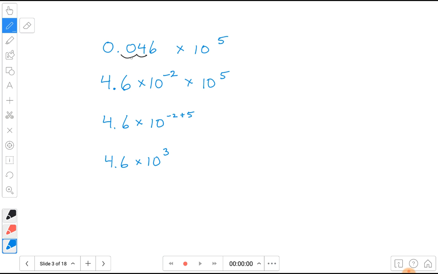So first we take this and turn it into scientific notation. Then we multiply it by this value. When we do that, they have the same base, so we can work out the exponent, and here we have 4.6 times 10 to the power of 3. And this is obviously a much nicer way to look at the value than looking at it this way, which is expanded and not as easy to see exactly what it is. Here we can just see, oh, well, this is 4,600.